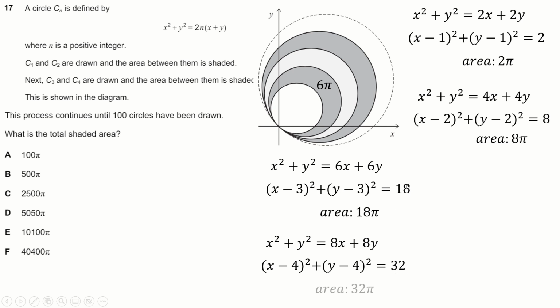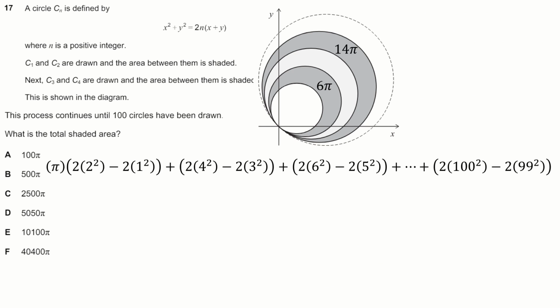But that's where the pattern's going to come from, right? The pattern is going to be, to add up all of these, we're going to do two lots of the difference between two square numbers. So for example, this is 2 squared minus 1 squared doubled, and times by pi as well. And this is 4 squared minus 3 squared doubled, again with a pi. So this is the pattern: it's double the difference of the squares every time, all the way up until the last circle, which is 100 to 99.